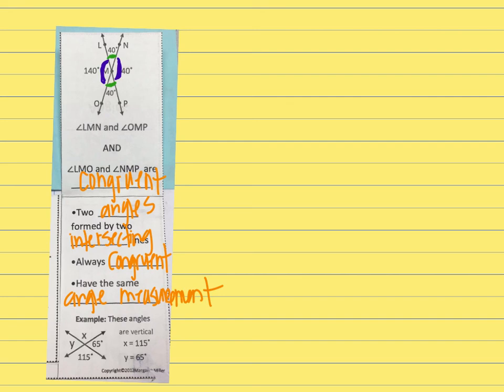Okay, so down at the bottom, this angle Y, its vertical angle is over here, so they're the same amount. They're both 65. And then angle X up top, its vertical angle is the one that's opposite of it. So its measurement is 115 because it's congruent to that other spot.